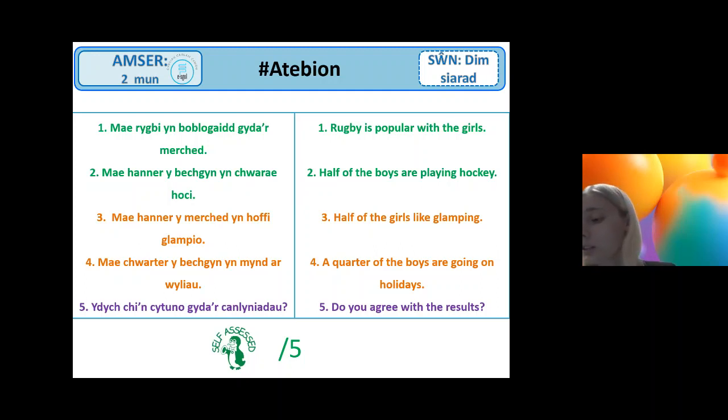So remember, type in the chat if you want to share your results. I can see now that some of you have achieved pump mas pump, 5 out of 5, which is brilliant to see. So ardderchog, gwaith ardderchog, da iawn.